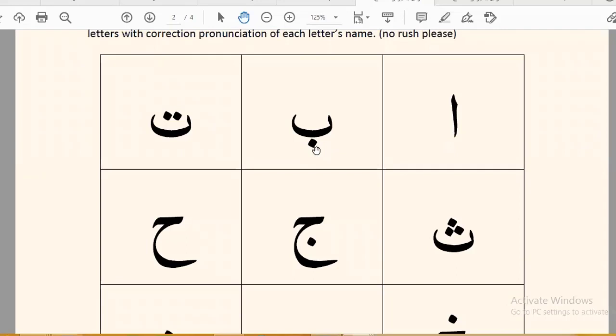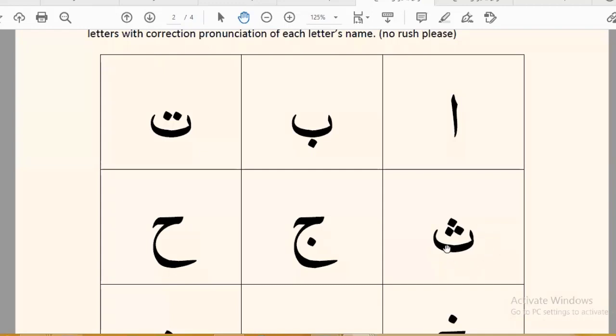Ba. Ta. Good, well done. Let's try this one. Tha. Really good, well done. You pronounced that really nicely.